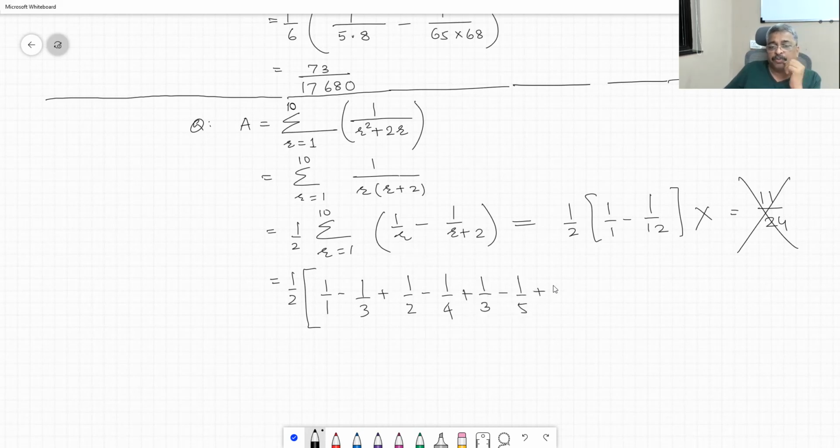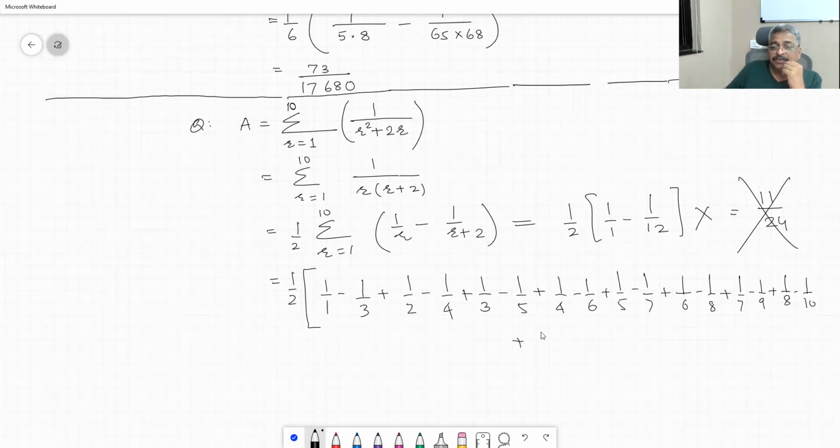If you put r is equal to 4, plus 1 by 4 minus 1 by 6, plus 1 by 5 minus 1 by 7, plus 1 by 6 minus 1 by 8, plus 1 by 7 minus 1 by 9, plus 1 by 8 minus 1 by 10, plus 1 by 9 minus 1 by 11, plus 1 by 10 minus 1 upon 12. This is what is going to happen.